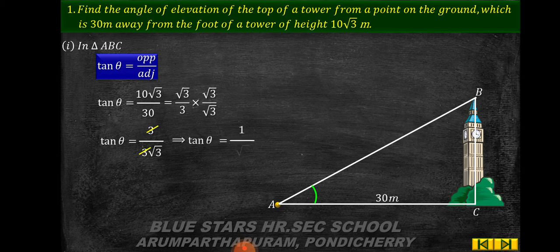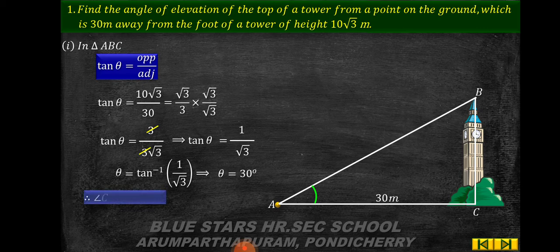1 divided by root 3. Therefore, theta value is nothing but 30 degree, because tan 30 is 1 by root 3. So theta is equal to tan inverse of 1 by root 3, which implies theta is equal to 30 degree. Therefore, angle CAB is equal to 30 degree.